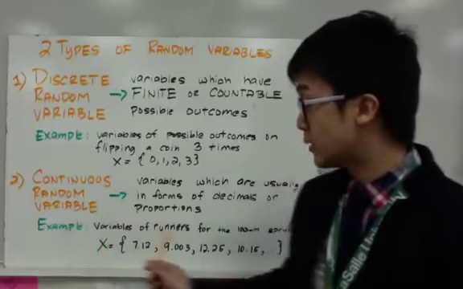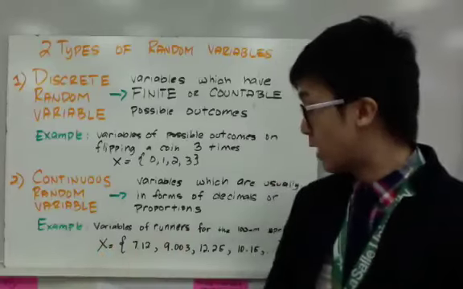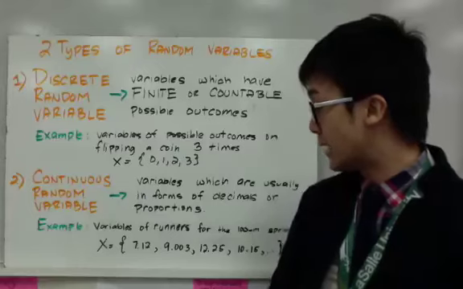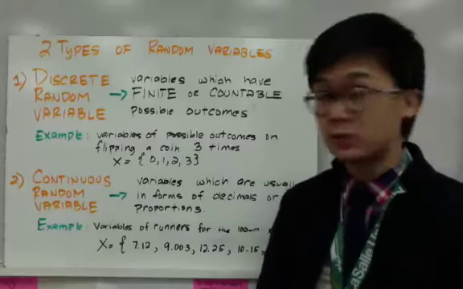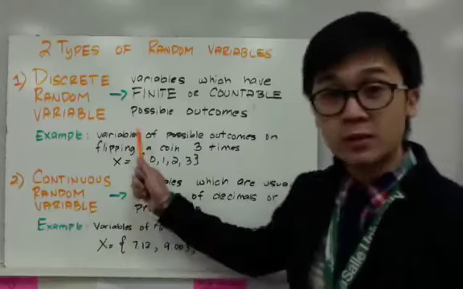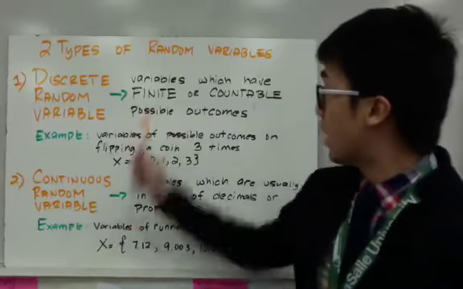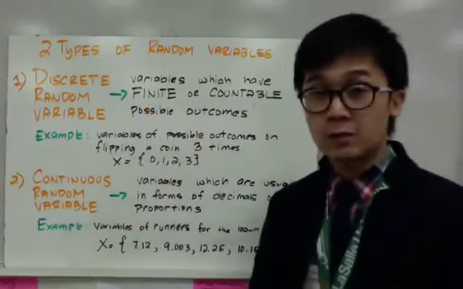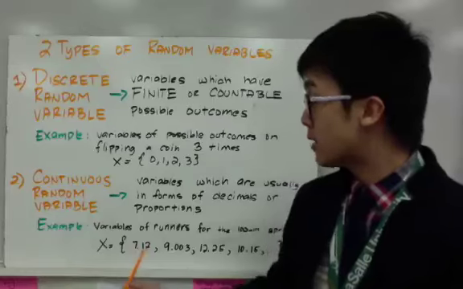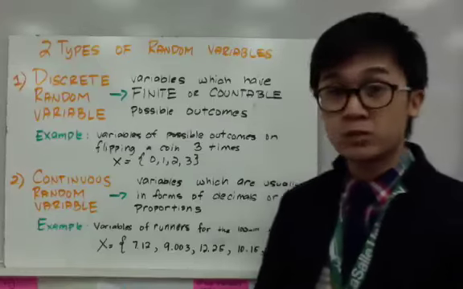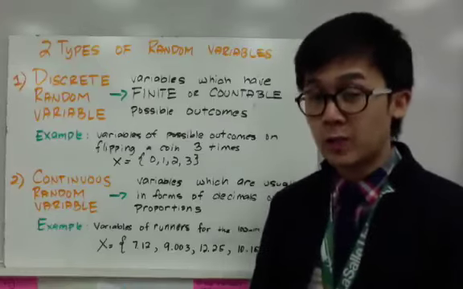So in this particular example, since it's a continuous random variable, x could be 7.12 seconds, 9.003 seconds, 12.25 seconds, and so on. So that's the difference between the two random variables. One will give you finite or countable possible outcomes, and the other one will return decimals or proportions based on the experiment you're working on.